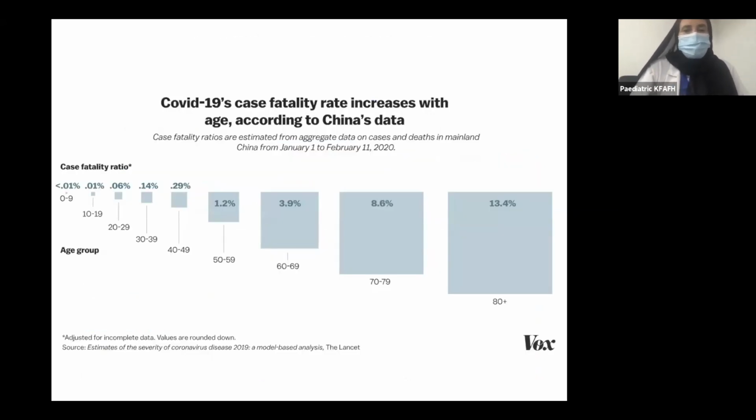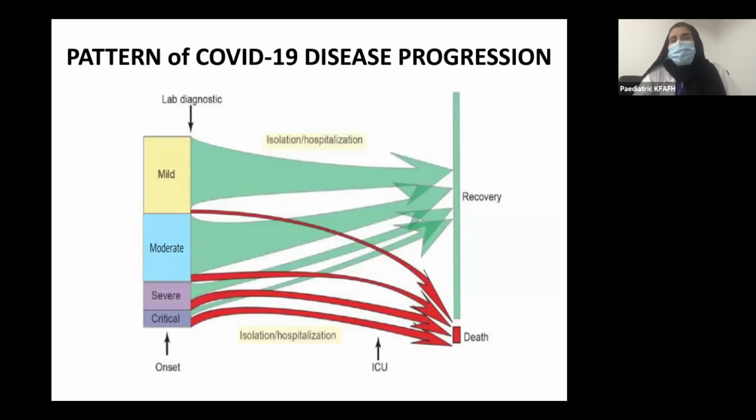And the case fatality, as you can see, goes higher with age. So up to the age of less than 50, it's 0.29%. But it goes up to 15% in the age group of 80 plus. And of course, the more comorbidity, whether in children or in older age, that carries a higher fatality. And the clinical presentation could be mild, moderate, severe, or critical.